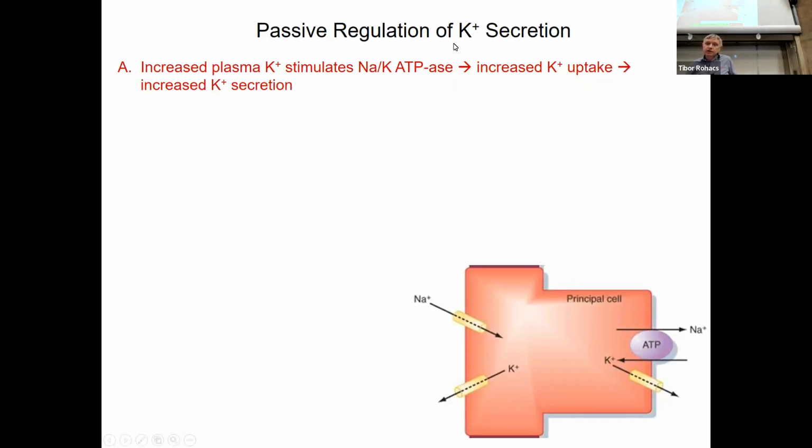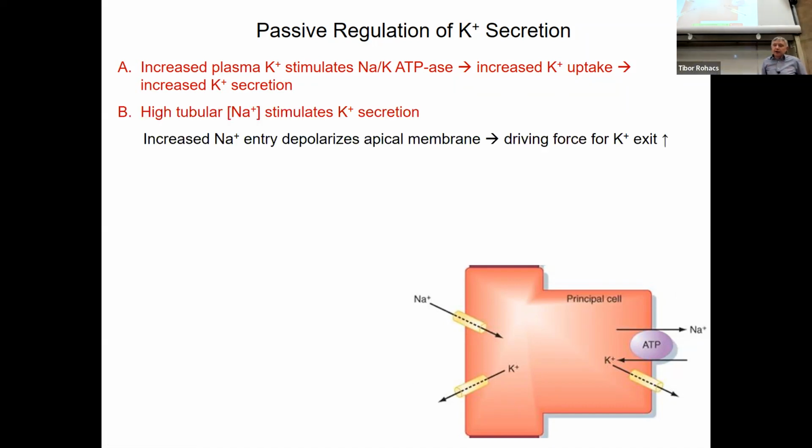So passive regulation of potassium secretion is that increased plasma potassium stimulates the sodium potassium ATPase, not only in somatic cells, but also in these principal cells. And if a cell takes up more potassium, it's going to also be able to secrete more potassium. So that's one simple passive mechanism.